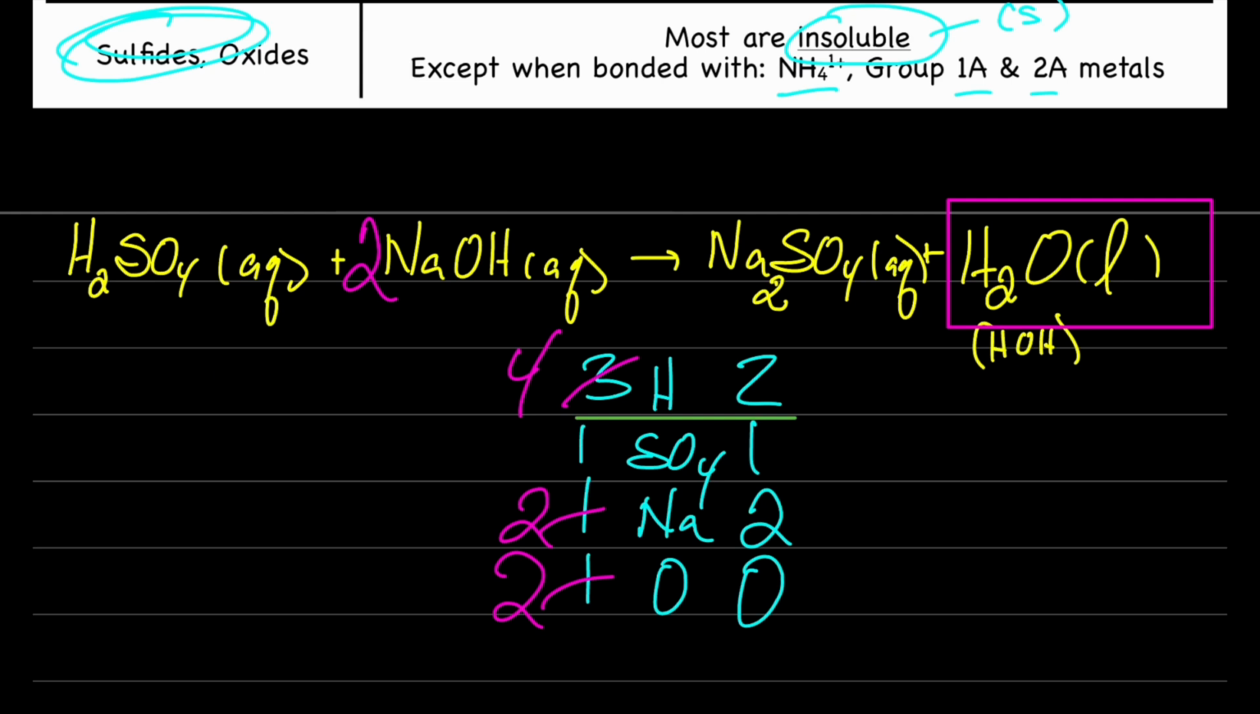All right. So where am I at? I just lost myself. So I need to fix the O's. So I'm going to put a 2 here. That gives me 4 H's. Yay! 2 O's. So there you go.